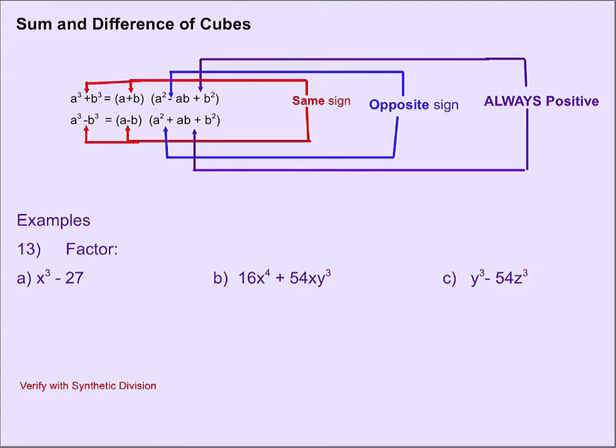Here's the idea. If you're looking at a cubic binomial that is just the sum of two cubes, like a cubed plus b cubed, or a cubed minus b cubed, meaning we've got two terms and they're both perfect cubes, you can factor it using this little formula. What I want you to notice is what I'm calling A and what I'm calling B. Those are the cube roots of the A cubed and the B cubed.